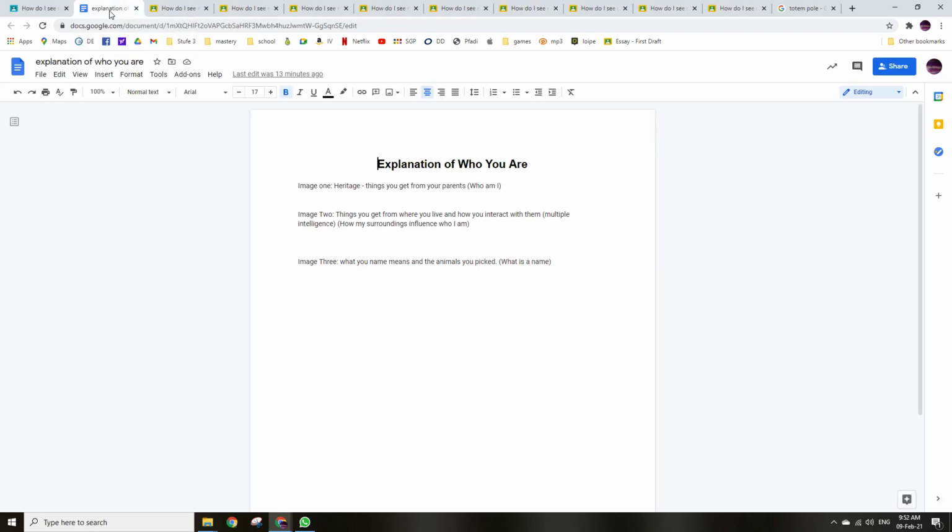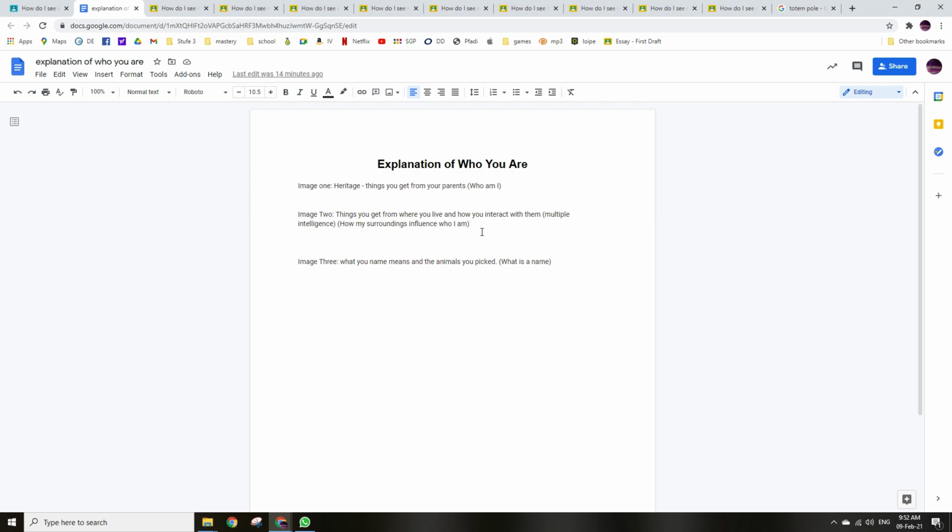Now, here's the thing. You need to write an explanation about why you chose the photograph. So not only do you have to create the photograph, you have to say image 1, this is the heritage, what you got from your parents. You have to explain how is that your heritage. And so you have to give like 4 or 5 sentences explaining it.